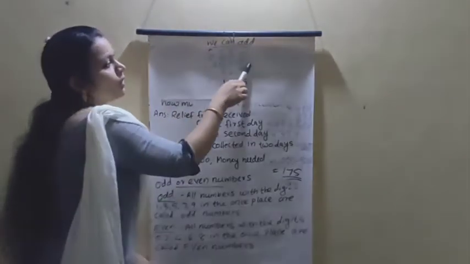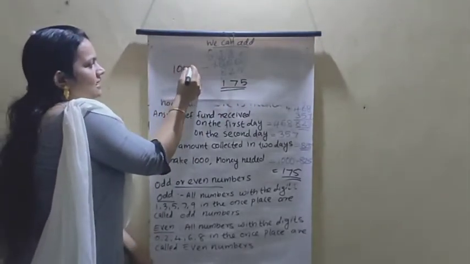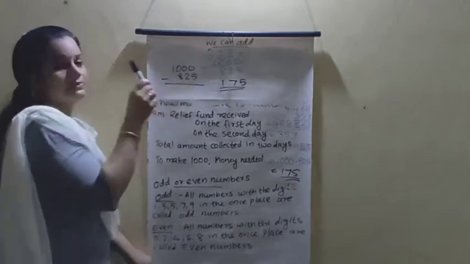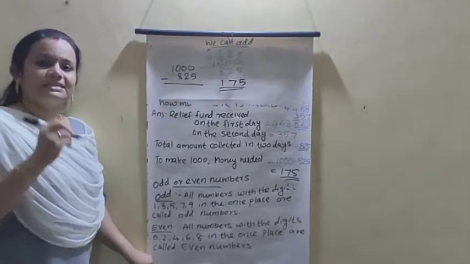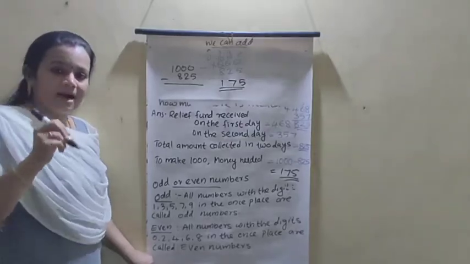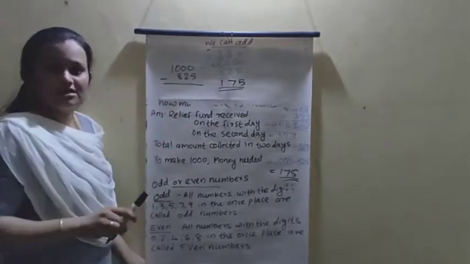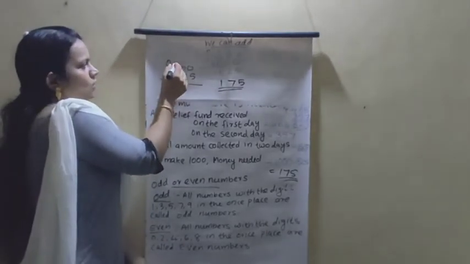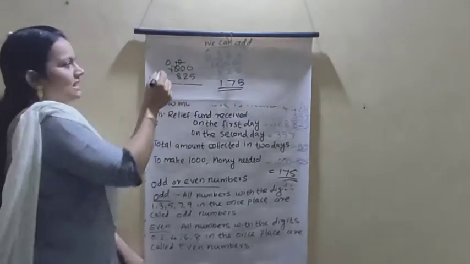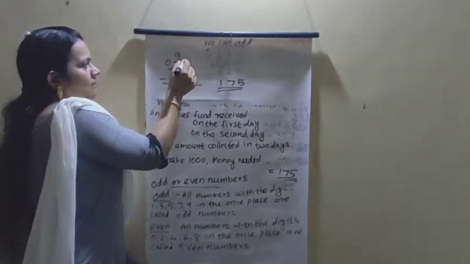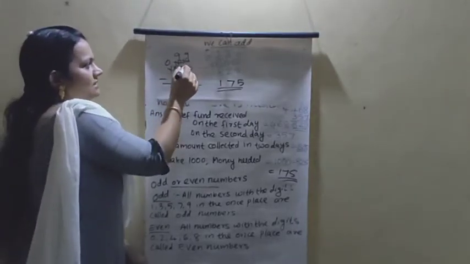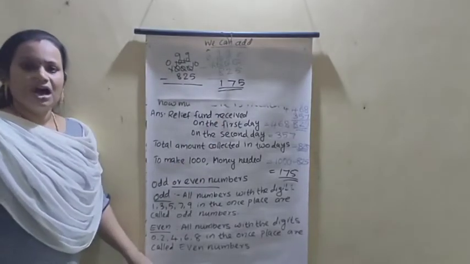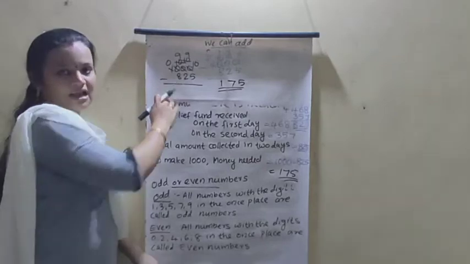Did all of you understand how to borrow here? Once again I repeat: 1,000 minus 825. 0 minus 5 is not possible because in subtraction you always do the bigger number minus the smaller number, and 0 is the smaller number. So we borrow 1 from 1, which becomes 0, and this 0 becomes 10. Again borrow 1 from 10; 10 becomes 9, and this 0 becomes 10. Then subtract. We got 175. Understood? I will give more examples like this.